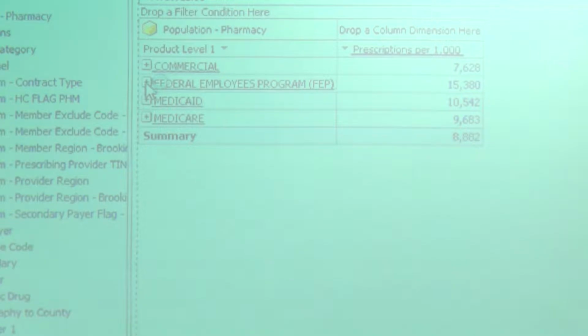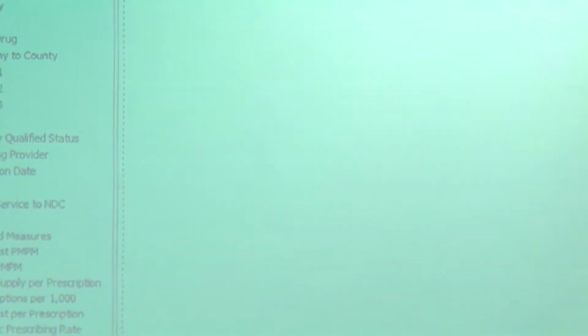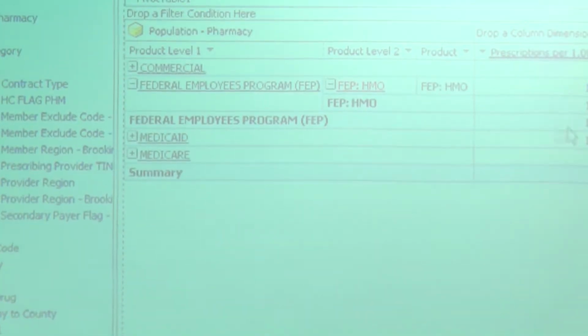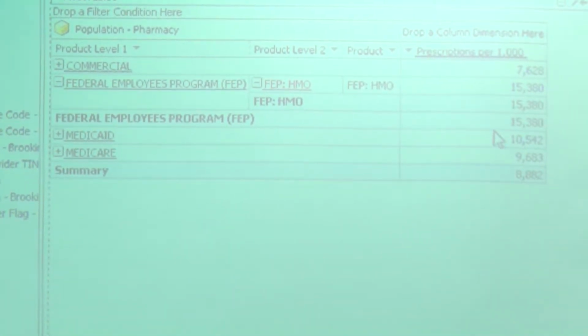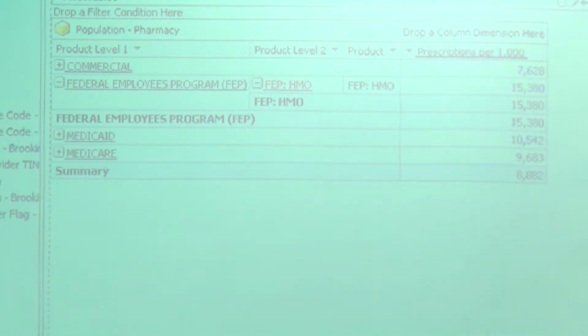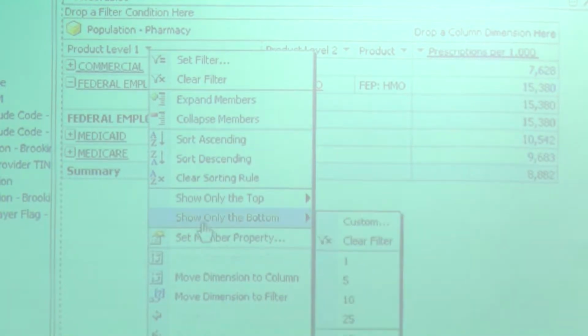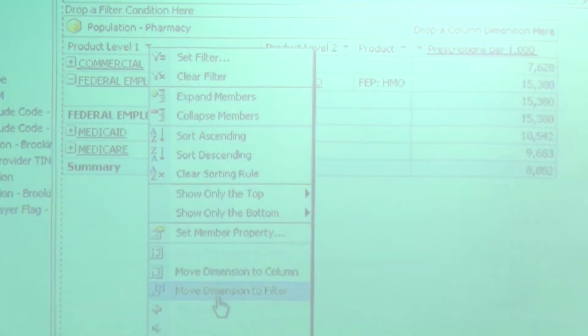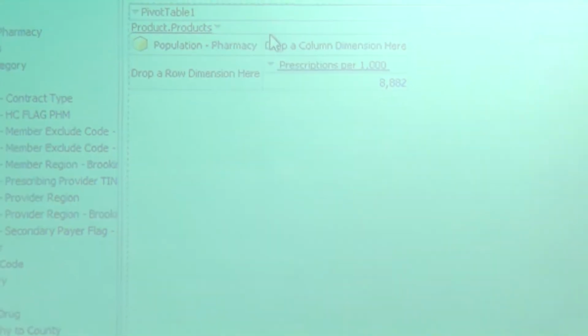Now, we may want to say, okay, well, let's investigate this one a little bit more carefully. We can actually go down to products levels 2 and 3 here, and in this case here, it's basically HMO. Well, what's going on here? What's going on with the 15,000 that's twice as high as the commercial product? We might want to investigate what they're taking. So in this case here, what I might want to do is take this product level and move that dimension to a filter. And then I might want to just say, I'm going to focus in on just the FEP program. So only that program there.